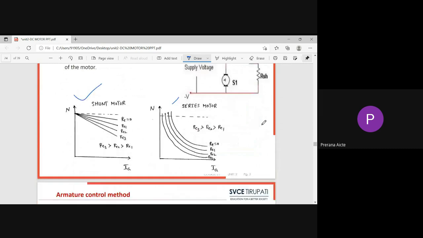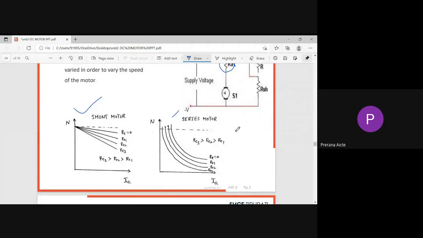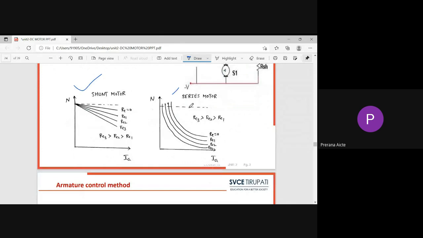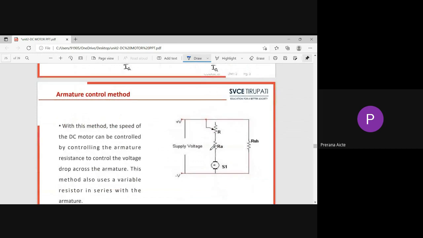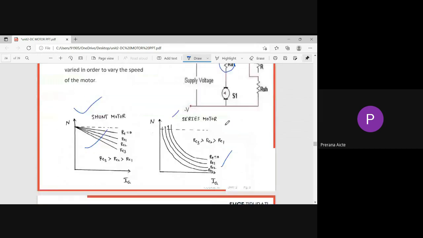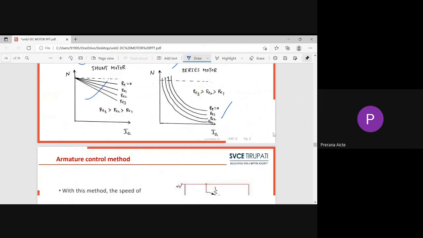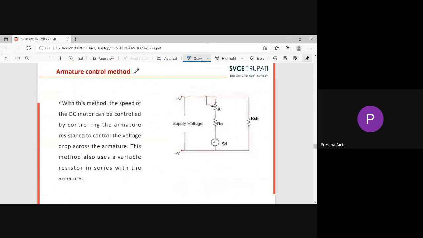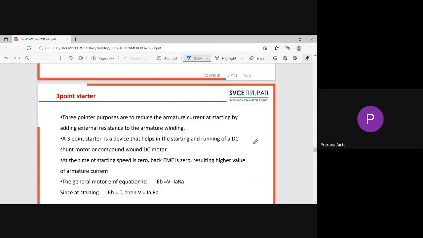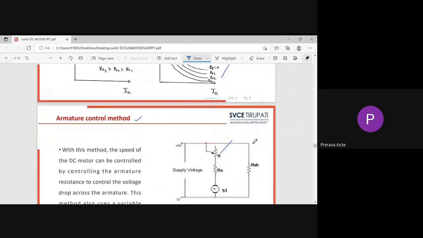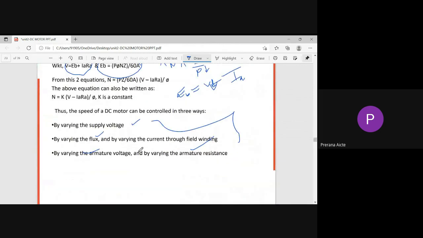Similarly, in case of series motor also, it is the same. These are the series motor speed characteristics, and these are the shunt motor speed characteristics. Next, armature voltage control: here, shunt field resistance is constant, and in the armature control method, armature resistance is varied. So these are the three basic different types of speed control of DC motors.